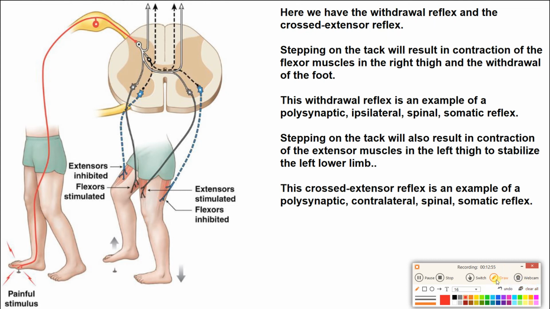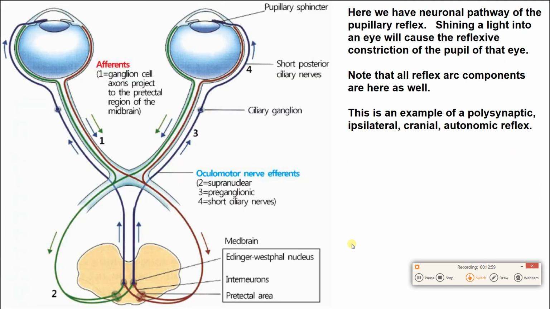All right, I think we have one more reflex to look at. I think that's it. Yeah, this is the last one. This is the pupillary reflex. So if you shine a light into your right eye, your right pupil will constrict.